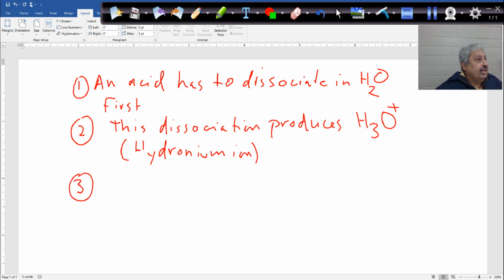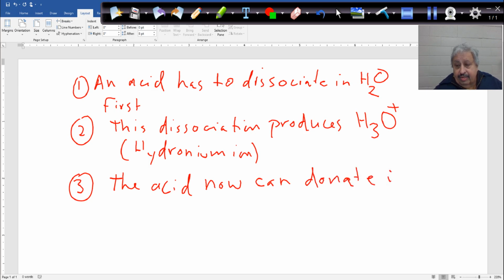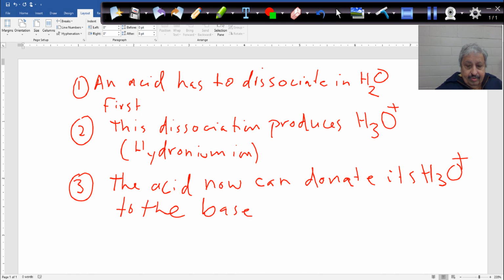Number 3, now the acid, as soon as it's forming its hydronium ion, can now donate its proton to the base. Okay, so that's a good definition of what we have, and that theory is still valid. Arrhenius' theory about acid base is obsolete. Nobody's using it, but this theory is good.